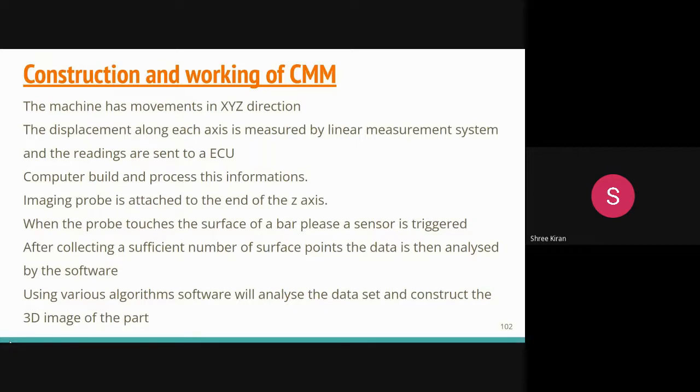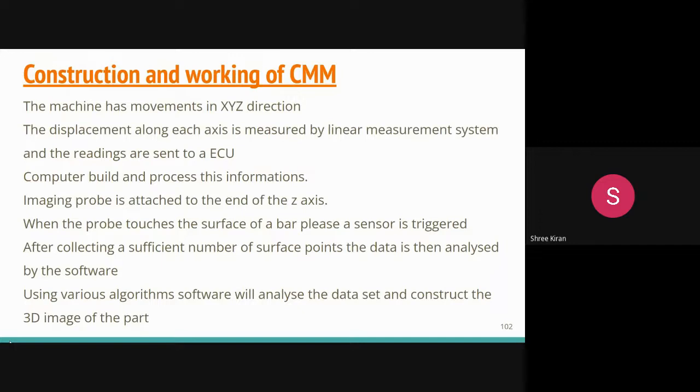The machine will always have the main three parts. The machine has movements in the XYZ directions. What happens here is the part is placed on the work table of the CMM at a suitable location.